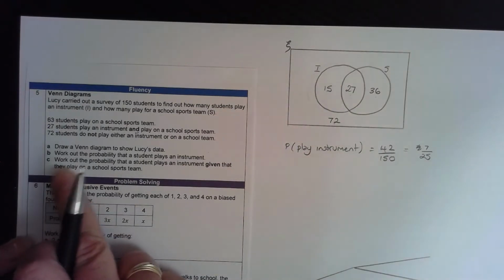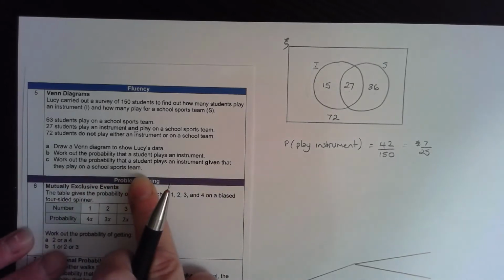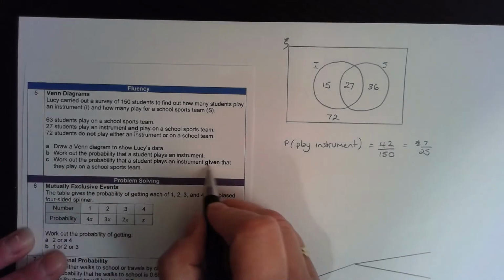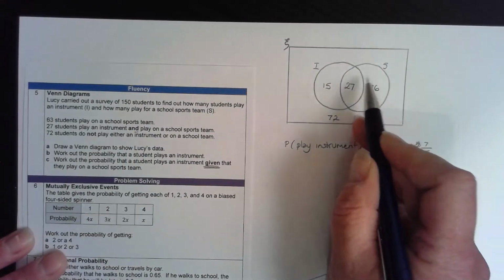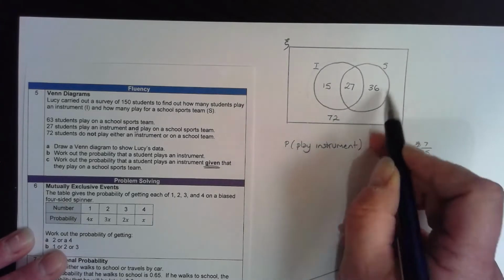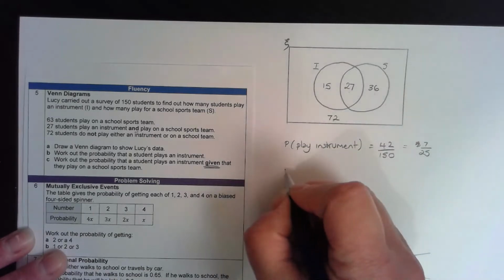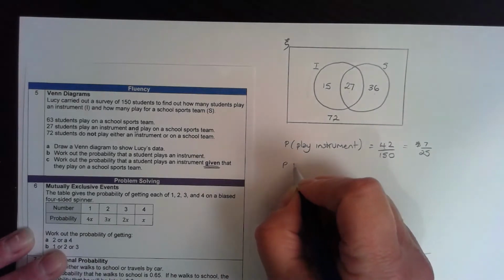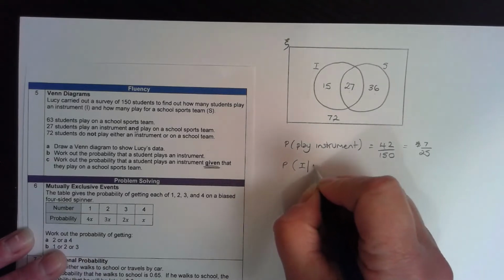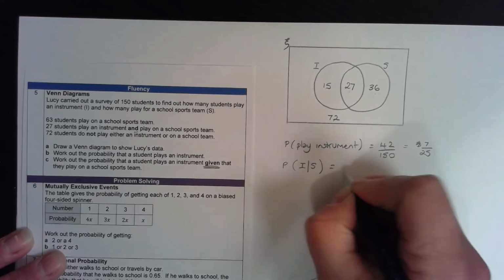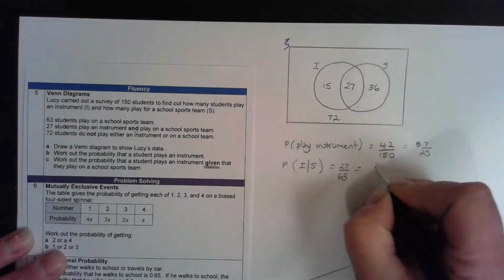On the second part, or the third part there, work out the probability that a student plays an instrument given that they play on a school sports team. The important thing there is "given that". So we're only interested in the school sports team. There are 63 people there, and the people in that 63 who play an instrument, there's 27 of them. So the probability that they play an instrument given that they're in the school sports team is going to be 27 out of 63, which is equal to 3/7.